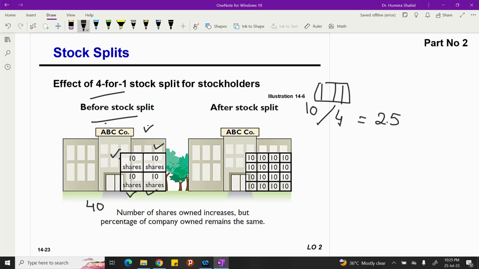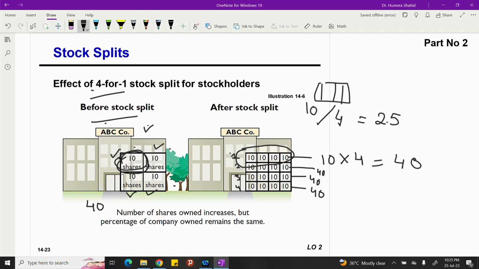After the stock split, each share is divided into four parts. So now each shareholder, because I have 4 shareholders, this is shareholder number 1, this is 2, this is 3, and this is 4. Where one shareholder was having 10 shares, now he is going to have 40 shares. Why? Because of the 4-for-1 split. So one share will be divided into four parts, 10 shares will be divided into 40. So the first shareholder will have 40 shares, second will have 40 shares, third will have 40 shares, and fourth will also have 40 shares.